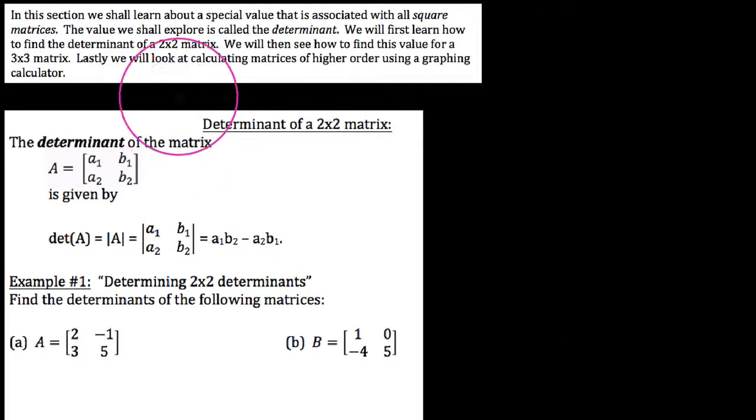This video is kind of a brief primer on what the determinant of a matrix is and also how to find the determinant of specifically a 2 by 2 matrix. So let's go ahead and get started by defining what we mean by a determinant.